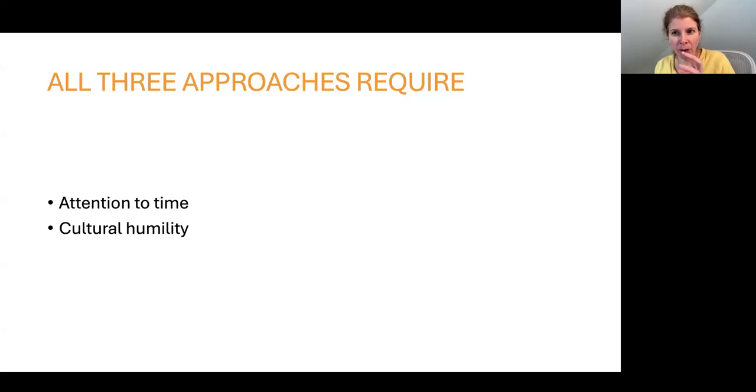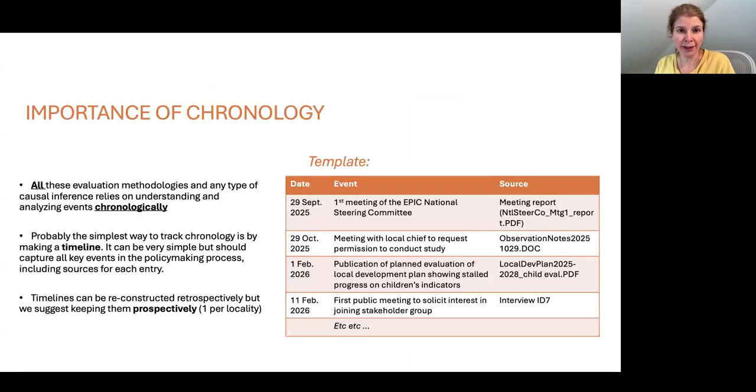So I think what all these three approaches have in common, the cross-case comparative approach, the process tracing, the realist evaluation, is that they need time and attention to the sequence of events to be able to infer causality. And they need a lot of thinking about cultural humility. Who is in the analytical team? Do we have the expertise, the experience to really be able to identify context mechanism outcomes, to know which mechanisms to prioritize? Sarah wanted to say something about time and how we might deal with that in EPIC, and then we'll close and have a discussion.